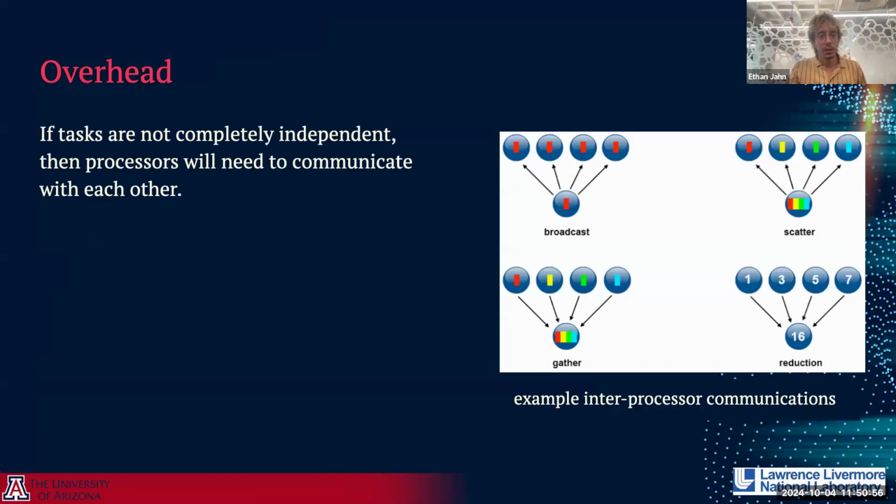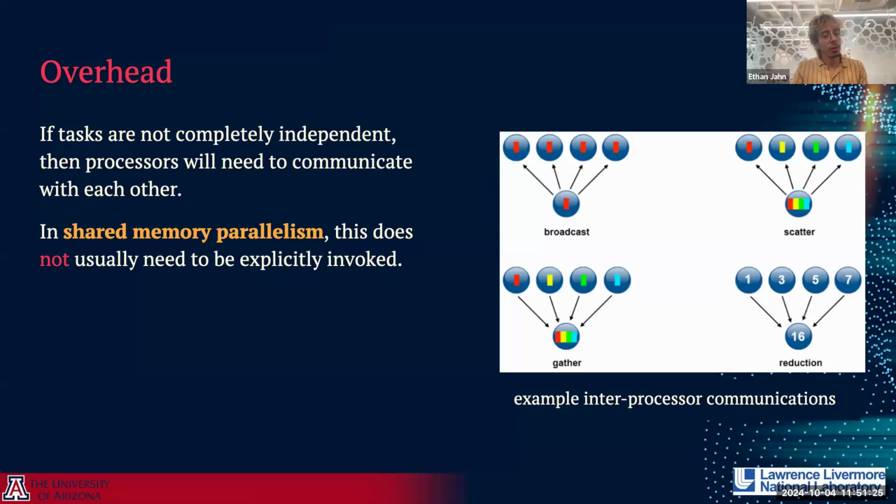So, overhead. If tasks are not completely independent, then processors will generally need to communicate with each other. And this image that you're seeing here shows a variety of different types of interprocessor communication. So broadcast could mean I'm taking the output of this processor and sending it to all of the other processors in my network, in my job, right? And then there's a handful of other different types.